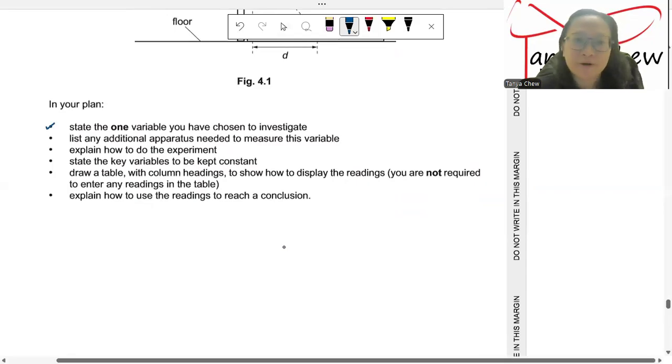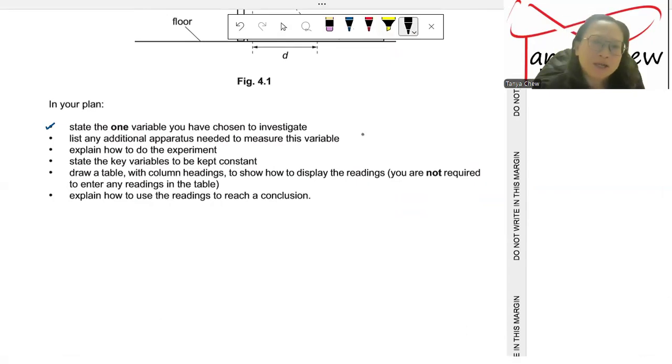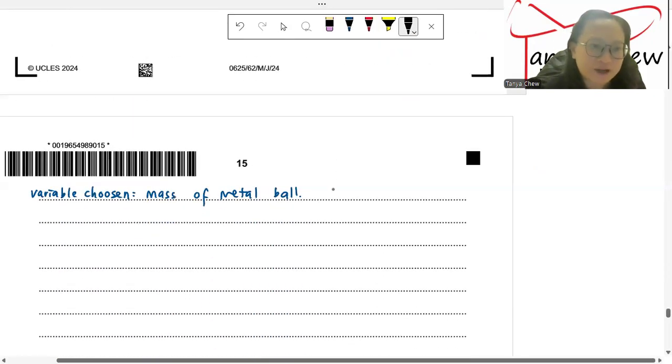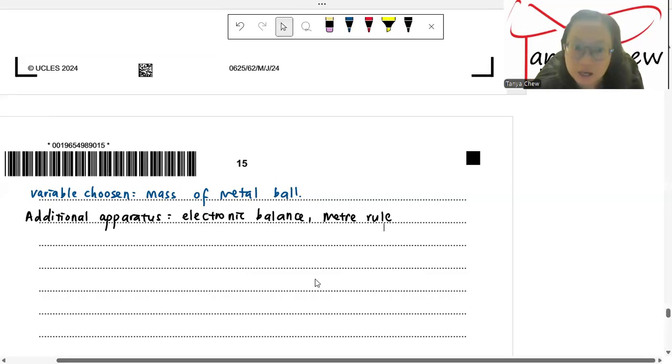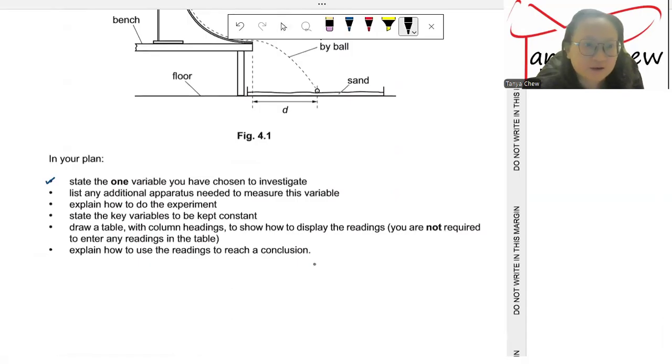List any additional apparatus needed to measure this variable. So I'm going to list it right now. The additional apparatus that I need would be an electronic balance, because I want to measure the mass. And I also need a meter rule, because I want to measure the distance d. Don't you think so? And I'm done with that.